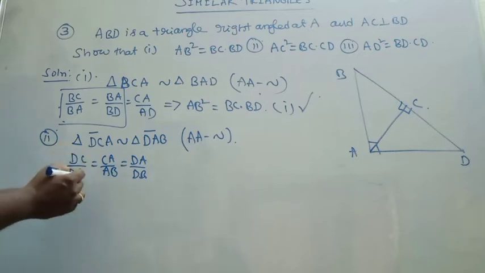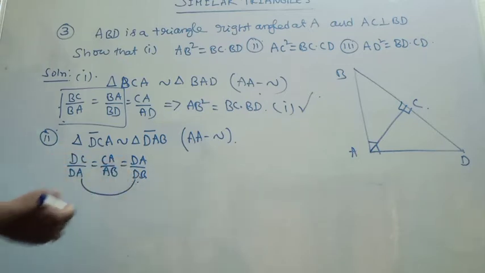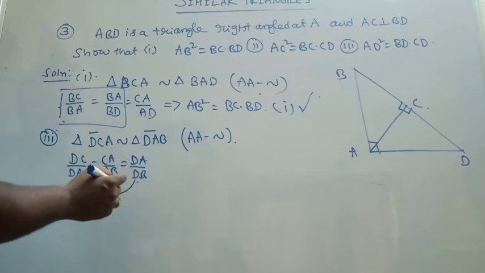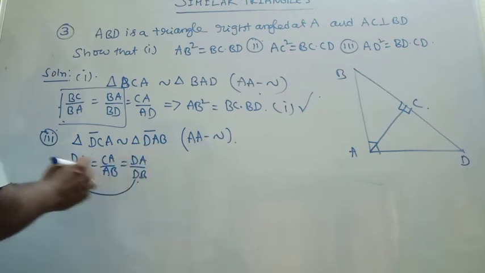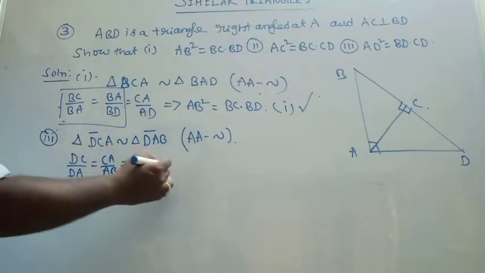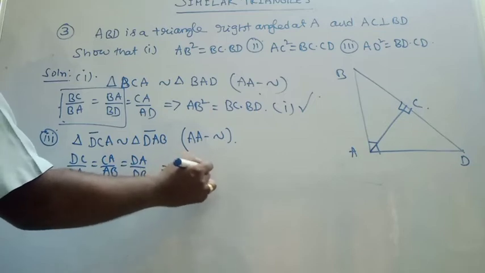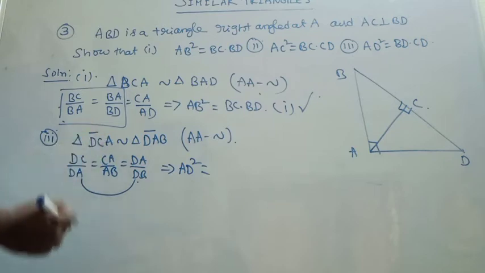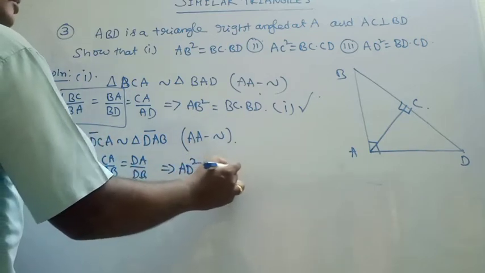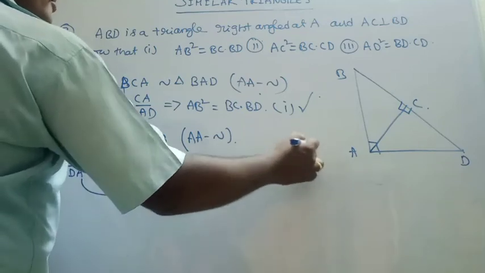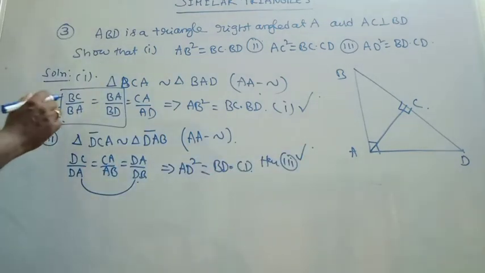Wonderful. Once you take these two, I think we are getting the third one from this. If we take DC by DA and DA by DB, we get DA whole square, which means AD square. From this we get AD square equal to BD into DC. Hence the proof of the third one. Such a beautiful way you get the third one. Now we have 1 and 3.